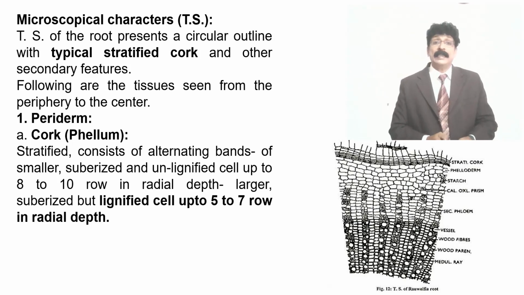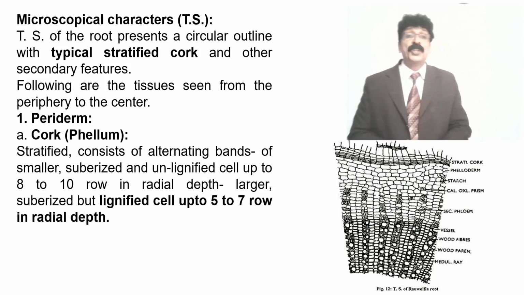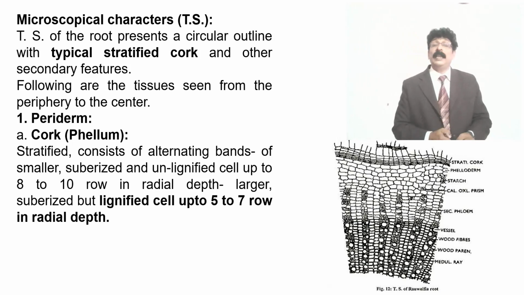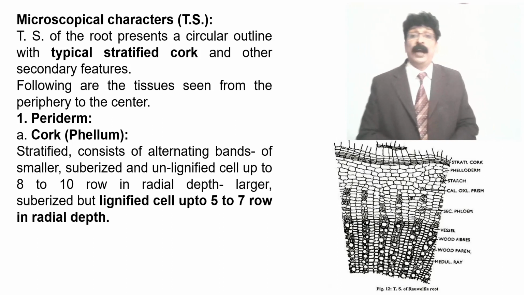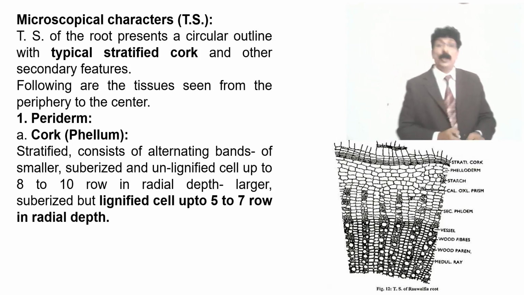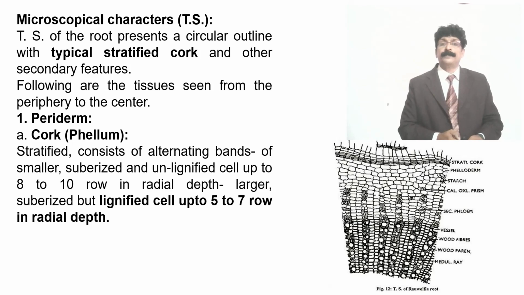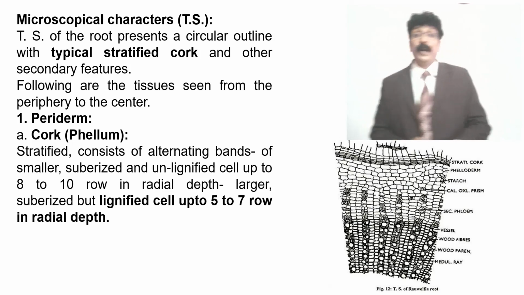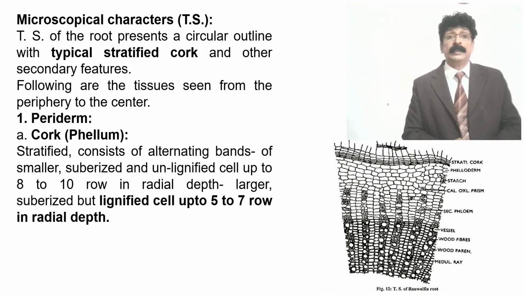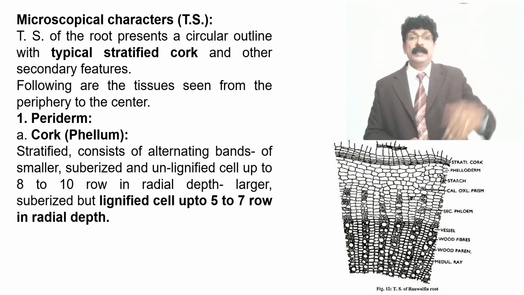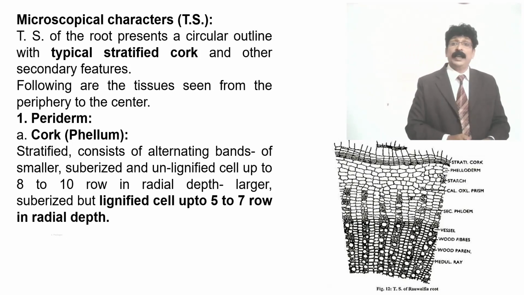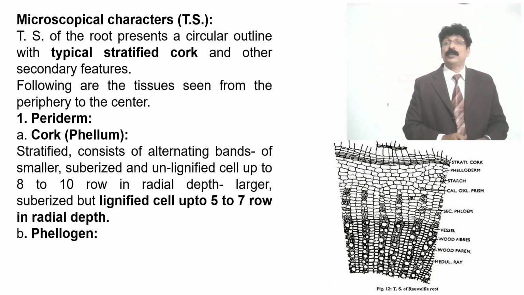Striated cork consists of alternating bands of smaller suberized and unlignified cells. Unlignified cells will not be pink in color when you stain with phloroglucinol. The unlignified suberized cells are up to 8 to 10 rows in radial depth. Larger suberized cells with lignified walls are up to 5 to 7 rows in radial depth, sometimes, where you can see the darker lines.